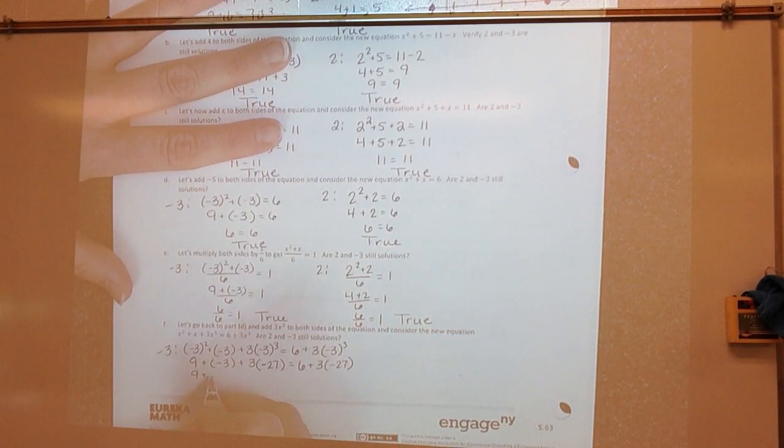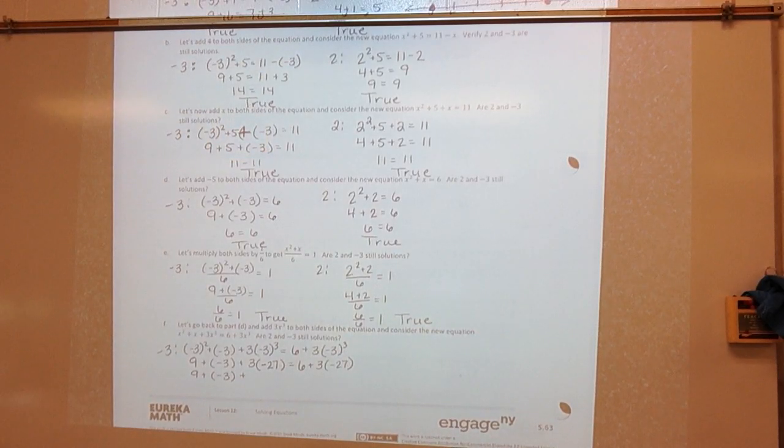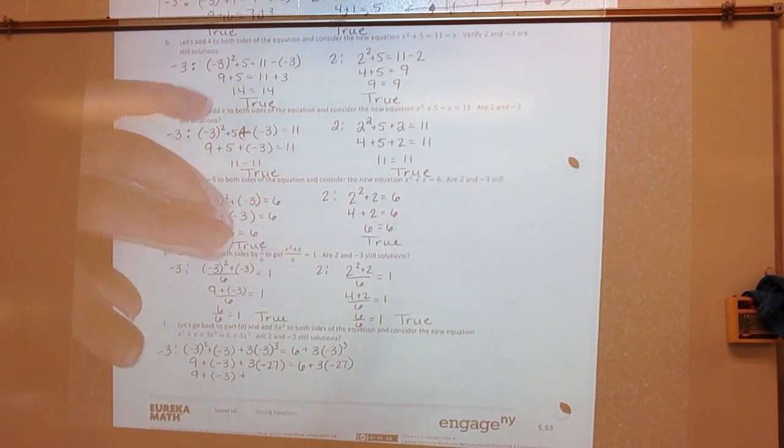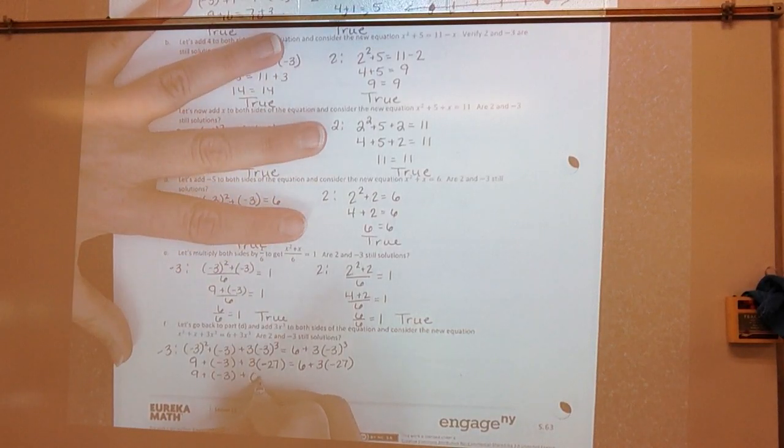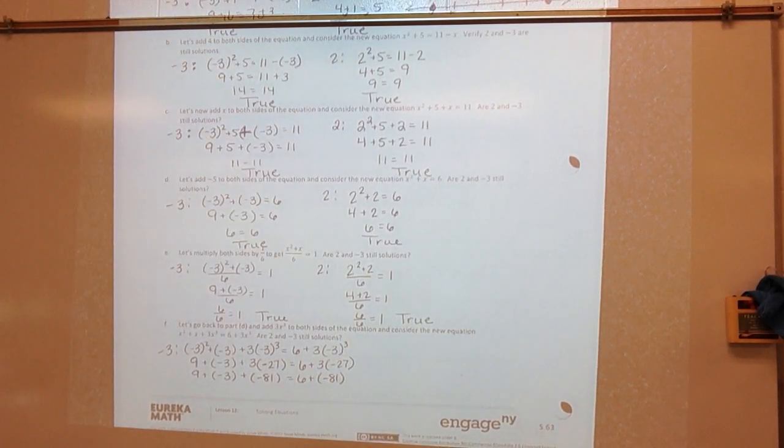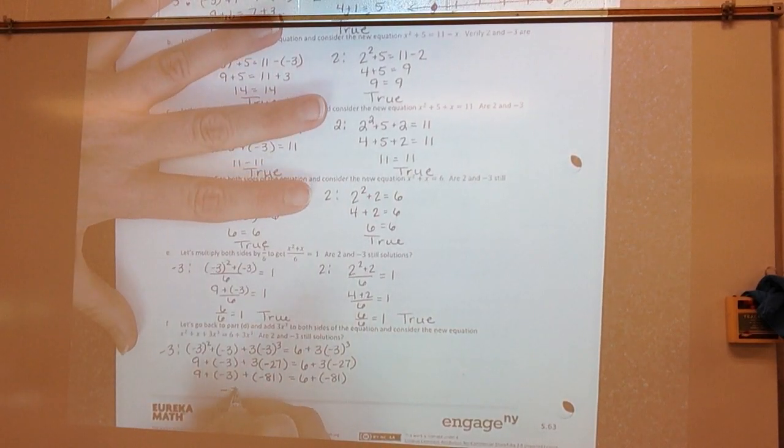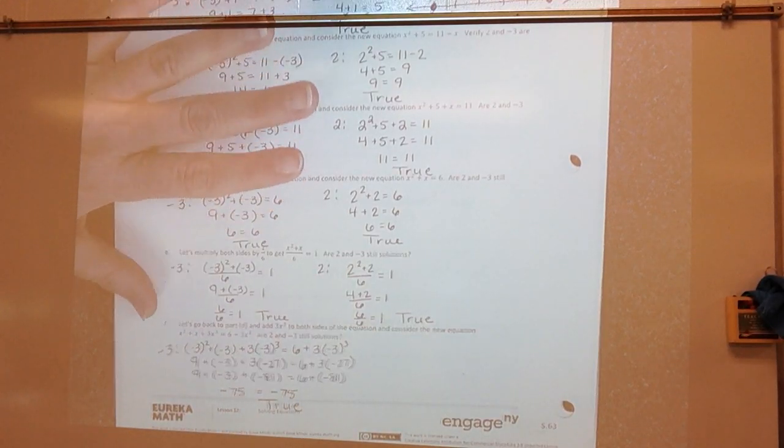So I get 9 plus negative 3 plus, and now I've got to figure out what 3 times negative 27 is. That's a negative 81. 6 plus a negative 81. So 9 plus negative 3 is 6. So 6 minus 81 is negative 75 is equal to negative 75. So that is still true. Let's check 2.